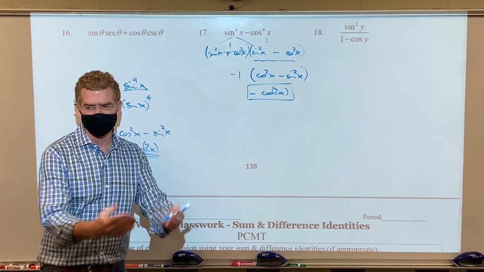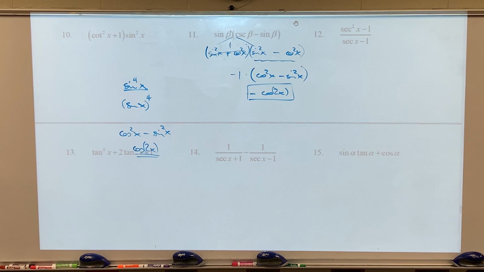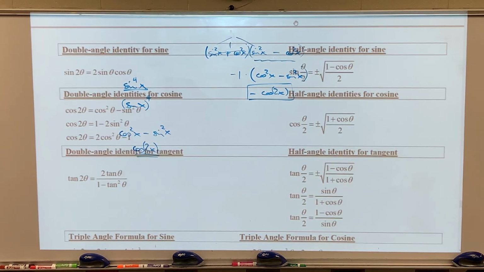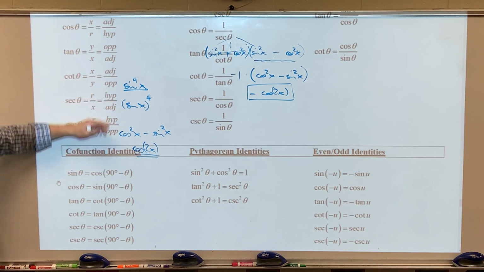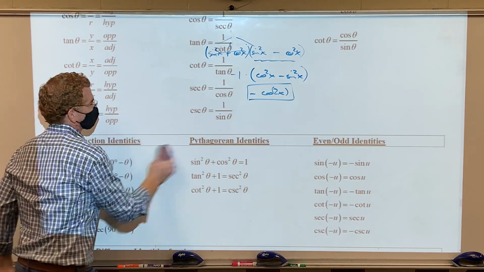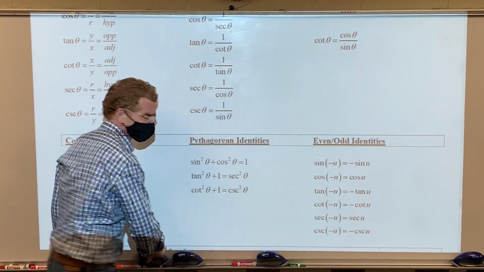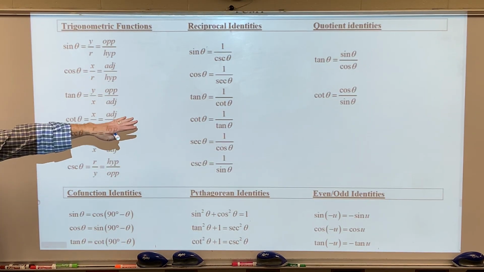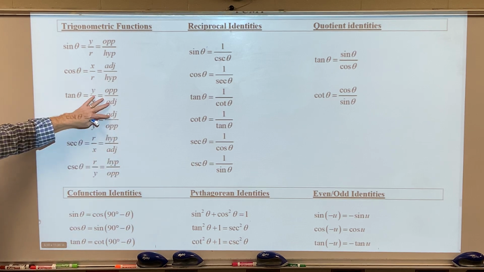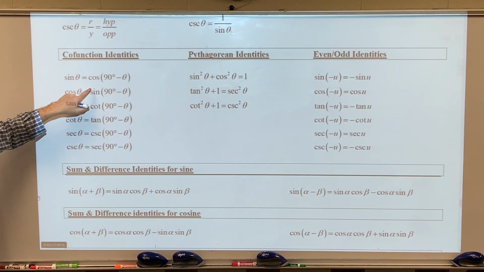Now, you got a gift this year. If you go and look at your identities page, which is this right here, you know most of these on this first page. And I talked about this with the class yesterday. Hopefully you watched the video. But you should know these right here. These first 6 groupings are Pythagoreans. The cofunctions I mentioned last year, but we talked about them yesterday in the video.